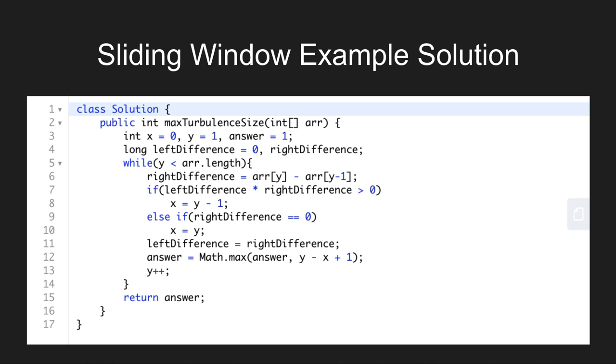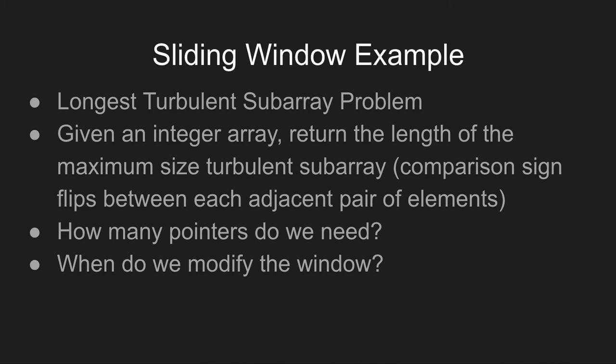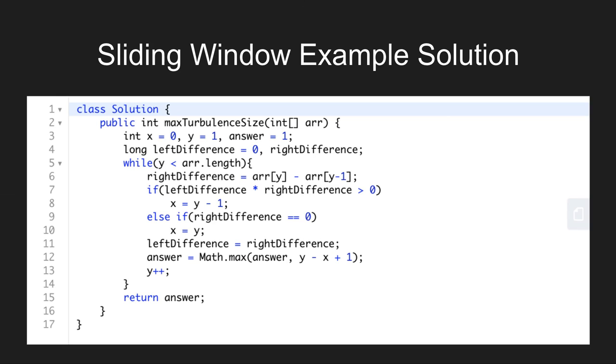So we have a left difference and a right difference, and that's to account for the fact that the comparison sign should flip between every adjacent pair of elements. So if for the left pair of elements the left is greater than the right, then for the right pair, the left should be less than the right. That's what the left difference and right difference are accounting for.